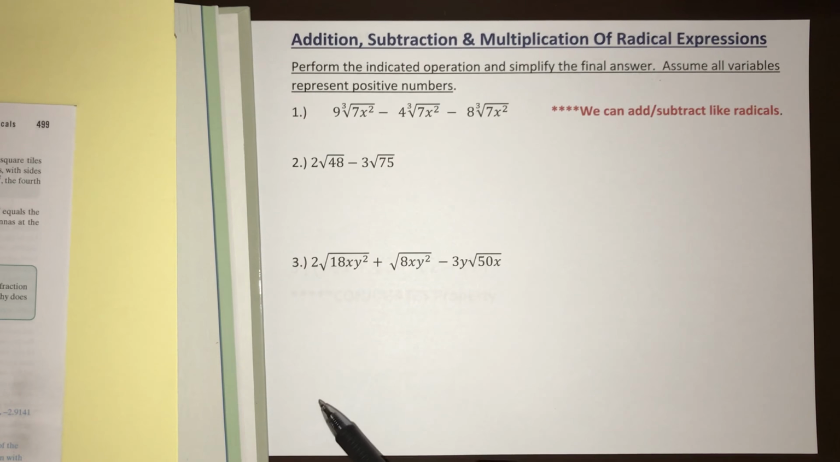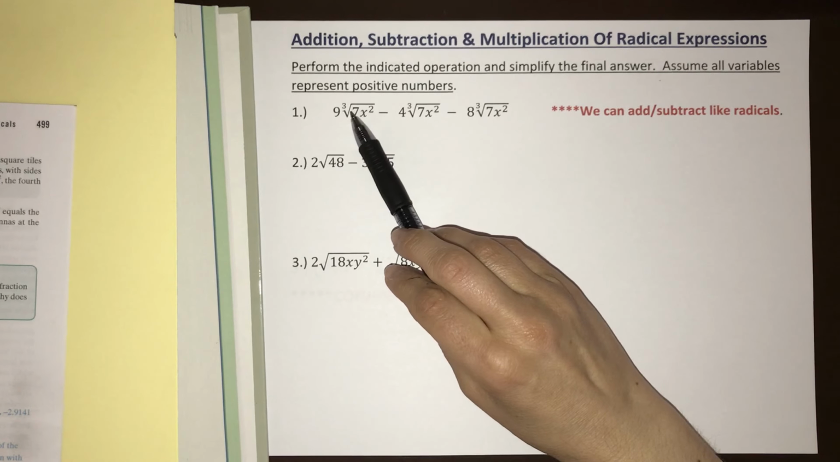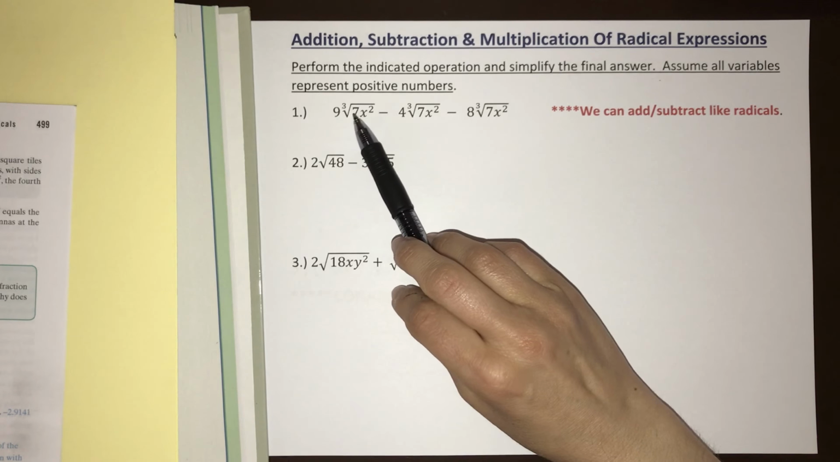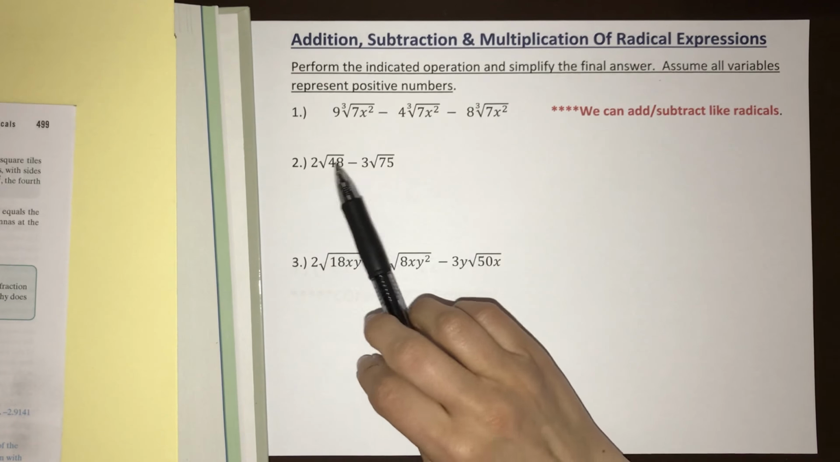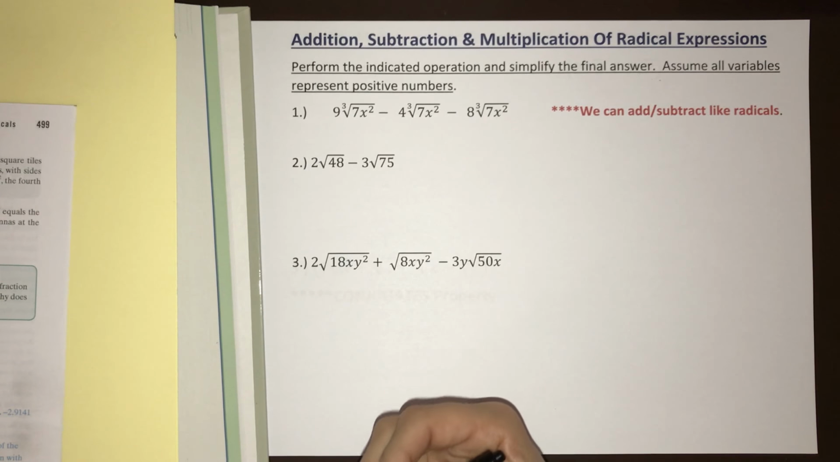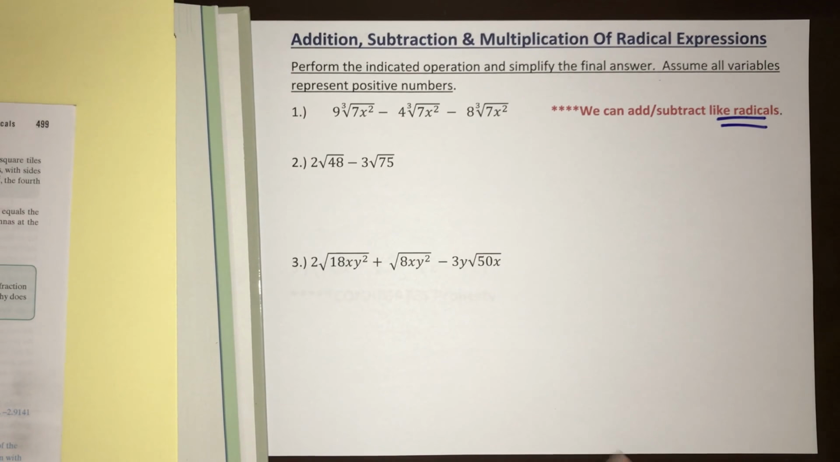Sometimes you have a different index. The index is the number that's in that little v here. So in this case, this is a cube root because the index is 3. And if you don't see an index, then it is assumed to be 2, and so we have a square root. In order to add and subtract radicals, we need to make sure that we have like radicals.